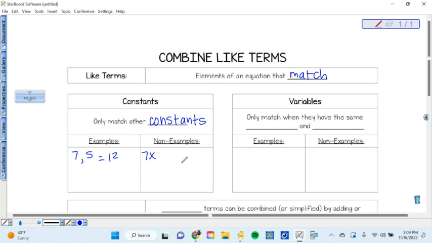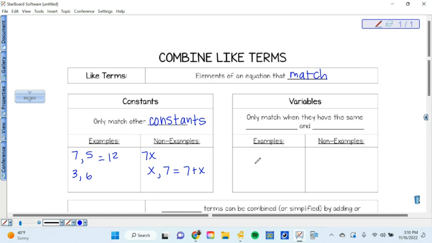No, it cannot be a letter, not a constant. Constants are just numbers, but they can be any number you can think of. No, because that x could be any number in the world. And if I have an x and a 7, can I combine those together? No, it would just be 7 plus x, and that's as simplified as I can get it.